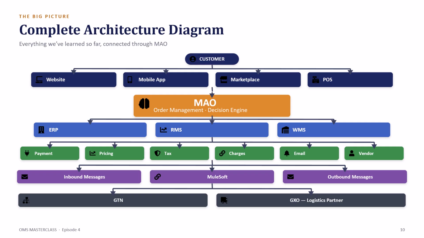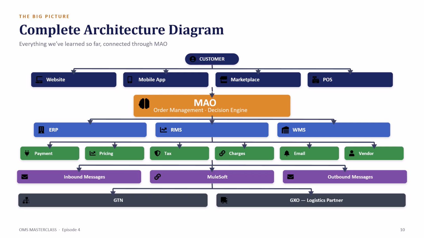Now, let's connect everything we have covered into one complete picture. This is what a high-level MAO architecture looks like in a typical retail implementation. It might look a little complex at first, but if you notice, every section here is something we have already discussed. A customer can place an order through the website, mobile app, marketplace, or POS. No matter where the order comes from, it eventually reaches MAO. This is where all the business decisions happen.